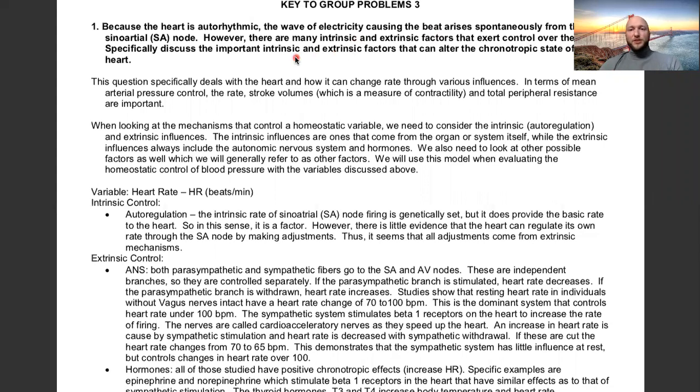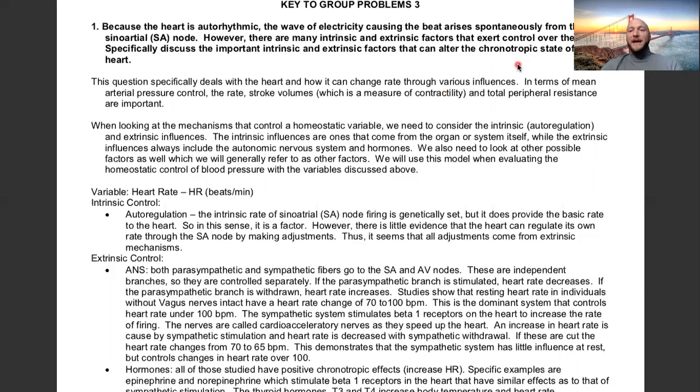What's the advantage of this? Well, it allows for a wave. It allows for coordinated contraction of all the muscles. However, there are many intrinsic and extrinsic factors that exert control over the heart. Specifically discuss the important intrinsic and extrinsic factors that can alter the chronotropic state of the heart.